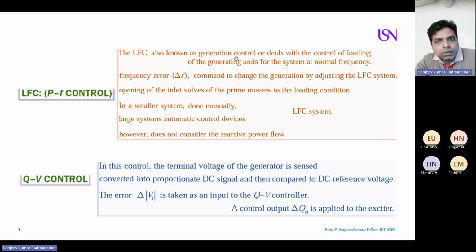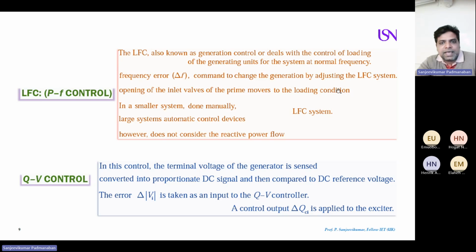This control is also called generation control, which deals with controlling the load of the generating unit for the system at normal frequency. So the aim of this control is to keep the normal frequency of the generating systems. As discussed, a slight variation in the frequency we consider as delta F, and we use command signals to make this delta F near 0 so that you get the rated value of your frequency even if the generator is loaded to full load conditions.